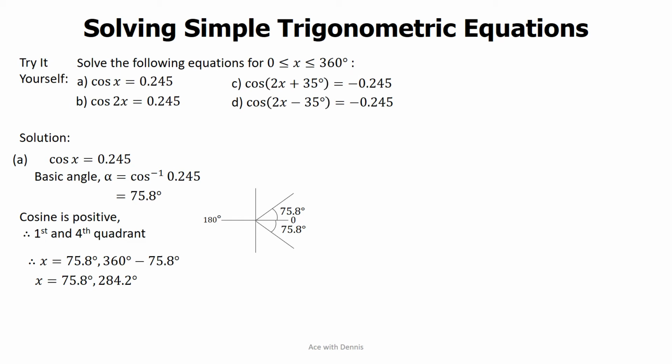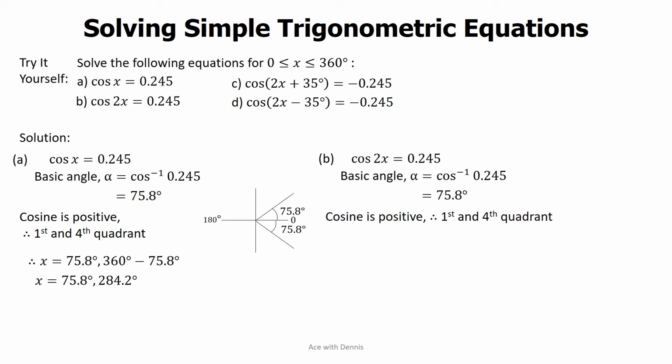So this is the answer for A. Okay, now we move on to B. Cosine 2x equals 0.245. Alright, so the steps are very similar to part A. First step is to find the basic angle. Alpha is the inverse of cosine 0.245, and the answer is 75.8 degrees. And cosine is positive, therefore it will be in the first and the fourth quadrant.